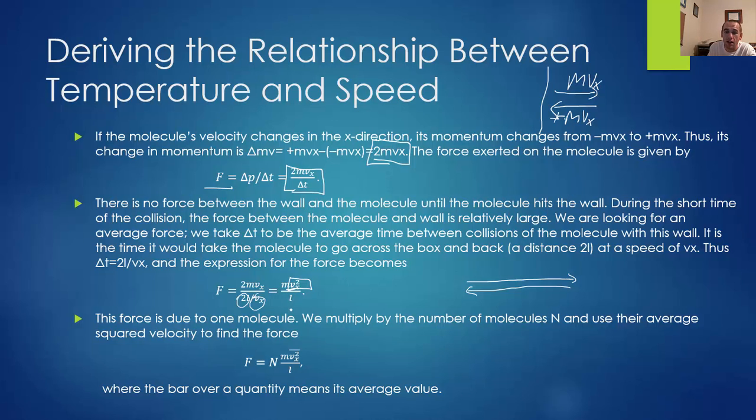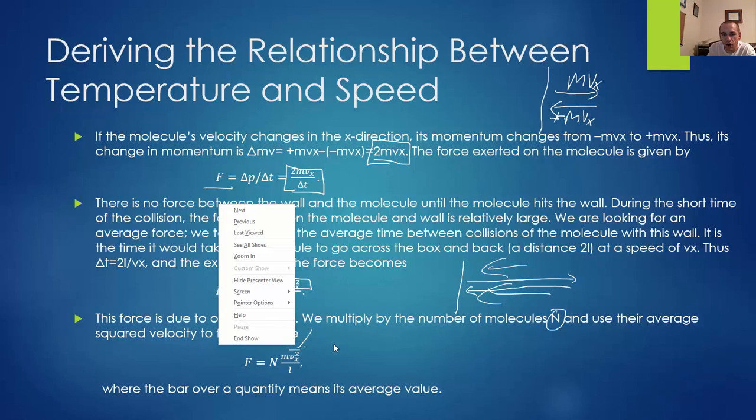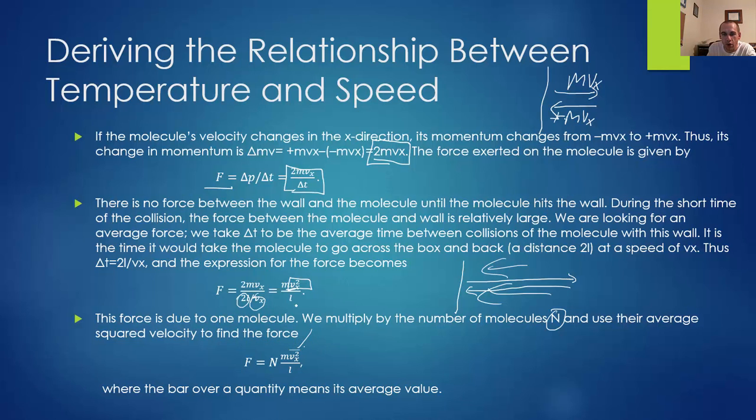Now, that's for one single particle bouncing off the wall, but there are hundreds of particles. In fact, there are N gas molecules in here. So we're going to multiply this by N to get the total force acting over here. Now, you'll notice I changed from mvx squared to mvx squared bar. That bar is indicating average. So we're taking the average force of each particle times the number of particles to get the total force acting on the wall.